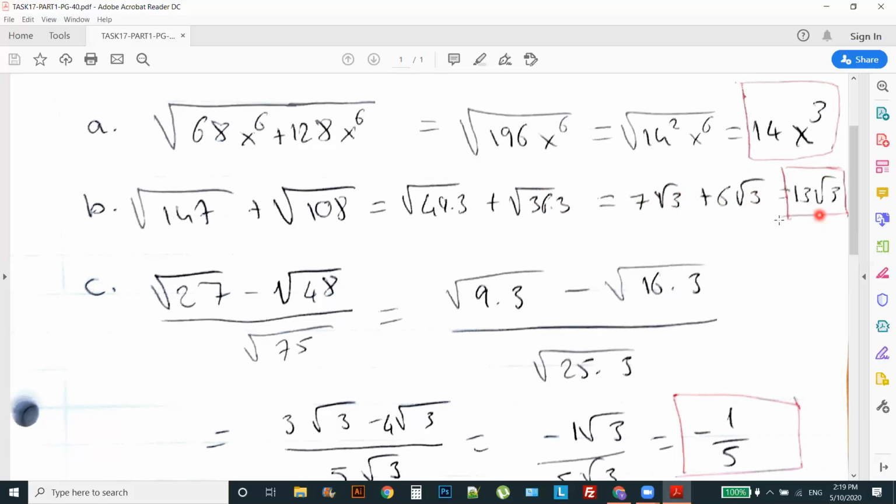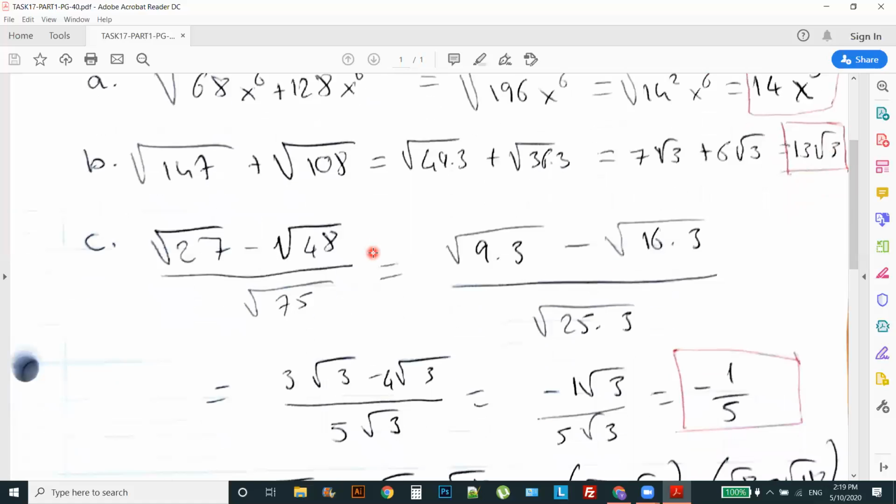13 root 3. Guys, once we get the number inside the root the same for both of them, we can't say root 3 plus root 3. The main thing is to get the number inside the root the same so that we can add the numbers. You see, 7 plus 6 will be 13. Then the number inside the root will be the same, so I will keep it as is. Okay, so the answer will be 13 root 3.